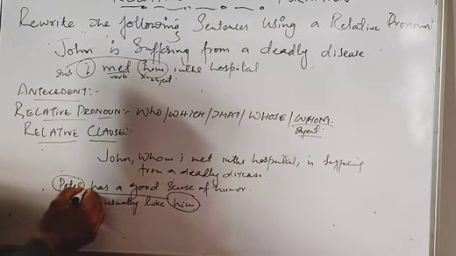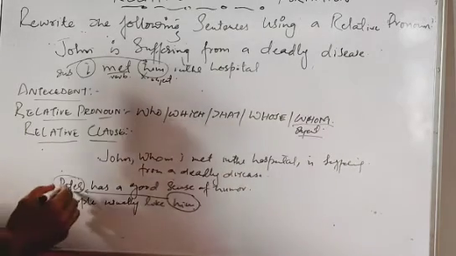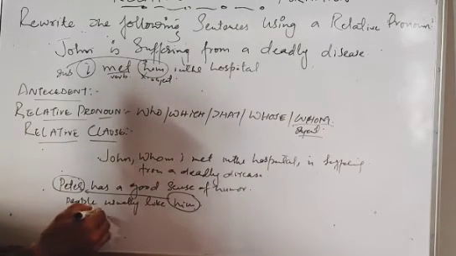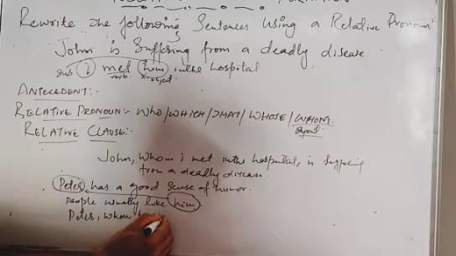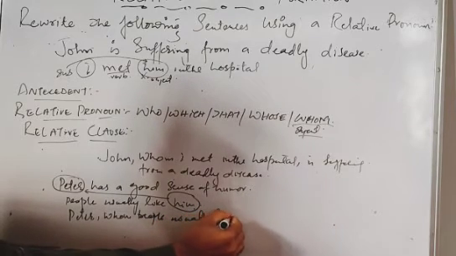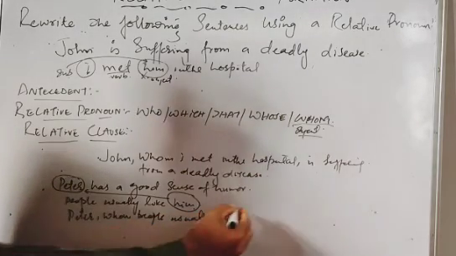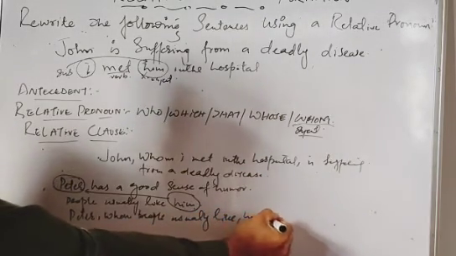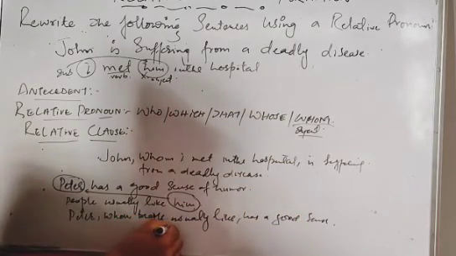Him is what here? It is John. Sorry, Peter. Peter in the second sentence has become an object. So the objective pronoun is used here. We will write Peter as its antecedent. Peter whom people usually like has a good sense of humor. Okay.